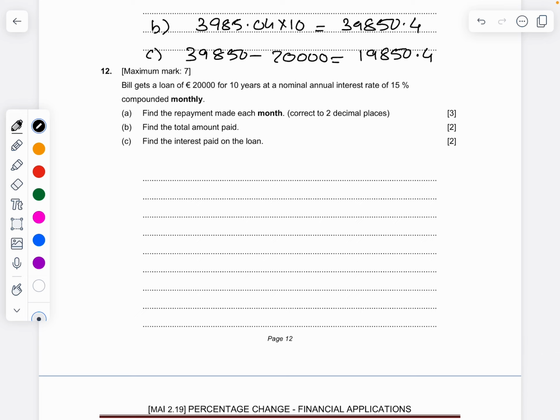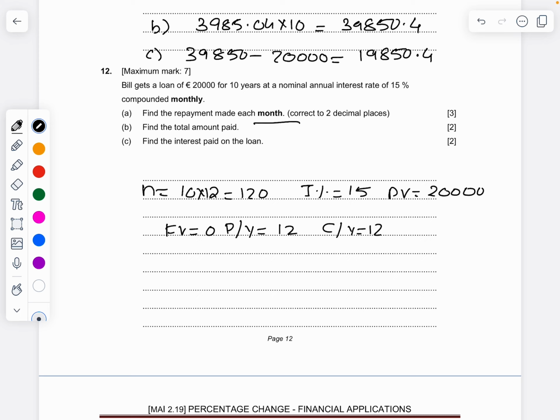Question number 12. Bill gets a loan amount of 20,000 for 10 years at a nominal annual interest rate of 15% compounded monthly. So N equals 10 times 12, which is 120. I percentage equals 15. Principal value equals 20,000. Final value keep it as 0. P/Y equals 12 because monthly. C/Y also equals 12. Find the repayment at the end of each month.